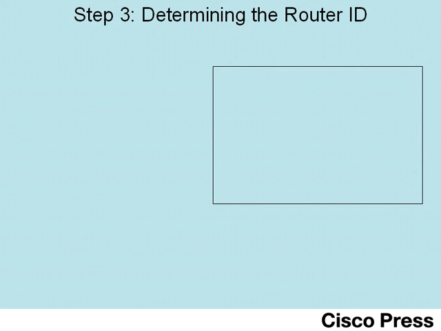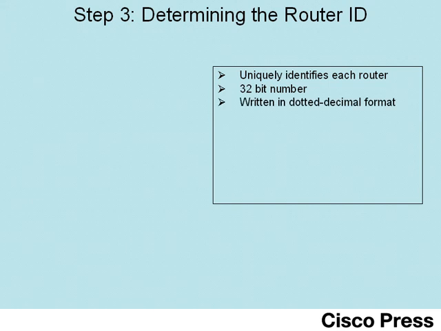Next, let's move on to step 3. OSPF uses the concept of a router ID to uniquely identify each router. Each router uses a single 32-bit number written in dotted decimal format to identify itself when it's talking to other routers by sending OSPF routing updates. So when a router first boots up, it'll choose a router ID.